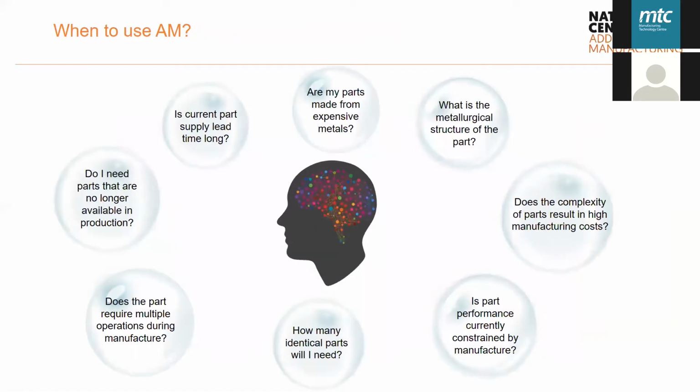So when to use additive manufacturing? Some of these questions that are shown on your screen right now are questions that you might ask yourself whether or not you want to adopt AM. I'm not going to read all of these out, but I'll give a few seconds for you just to have a look at these yourself. Some key questions are, is the performance of a component currently constrained by the manufacturing method? Potentially also, is my supply lead time quite long, and could additive manufacturing be of benefit for me?